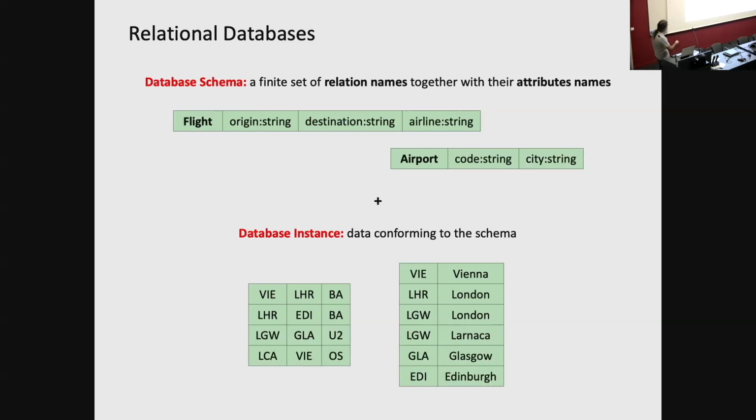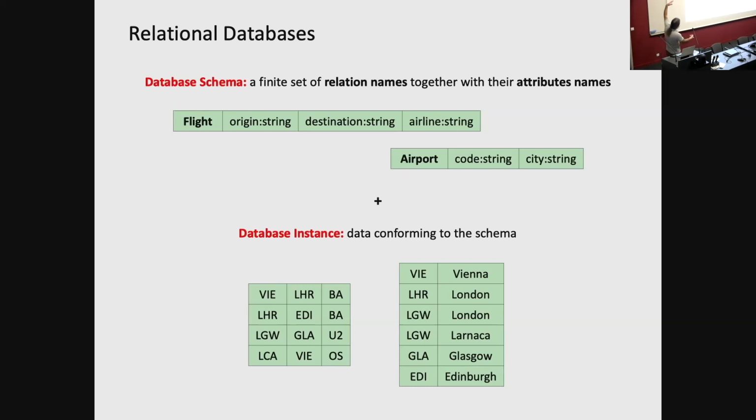conforming to the schema. So here, as you can see, we have some tables under the relation name flight. So we have, I don't know, from Vienna, you can fly to London Heathrow, and this is operated by British Airways, and so on and so forth. And here we have the instance of the airport relation name, which says that VIE is the code of an airport based in Vienna, LHR is based in London, it's London Heathrow, and so on and so forth, right? It's as simple as that. I'm pretty sure that we all know these things.